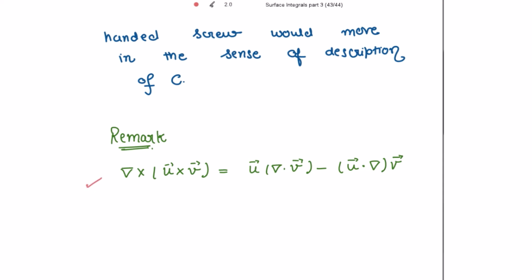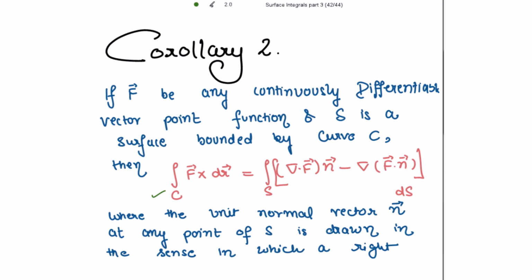Please note this remark: the curl of the cross product of two vectors is equal to the first vector into the divergence of the second vector, minus the dot product of the first vector with the del operator into the second vector. I'm going to use this result in the proof. To show this result, I need to take a constant vector a, and take the dot product of this vector with the left hand side of this result. Then I'm going to apply the Stokes theorem to prove this complete result. So let's move on to the proof now.